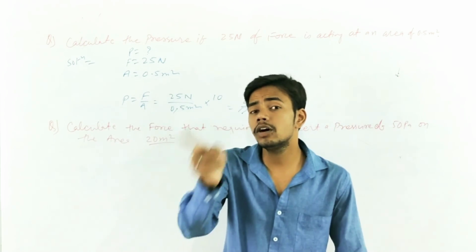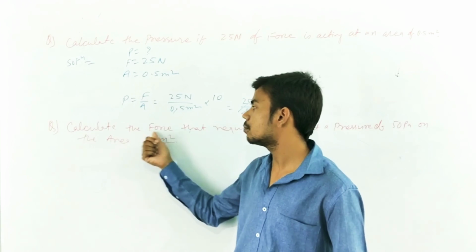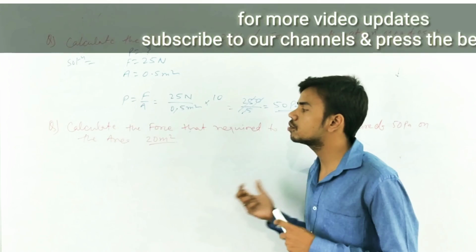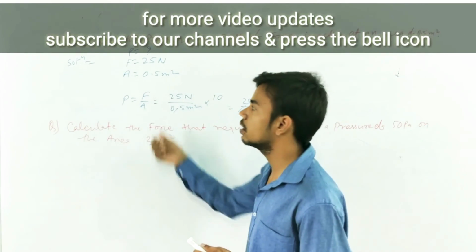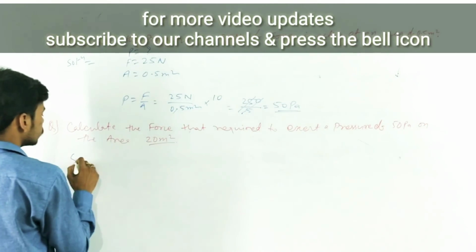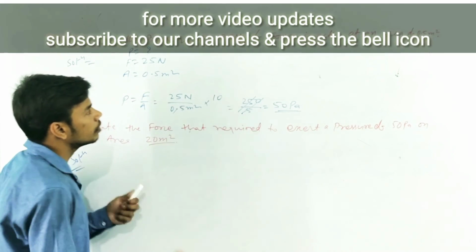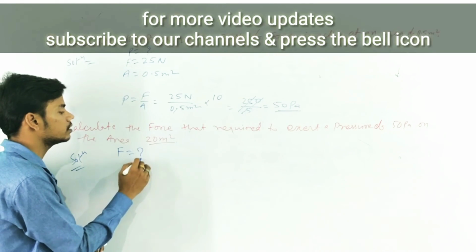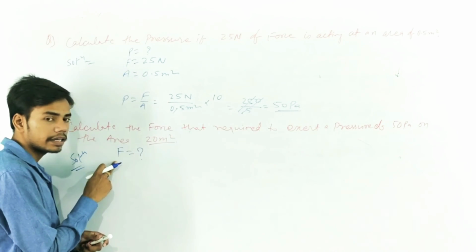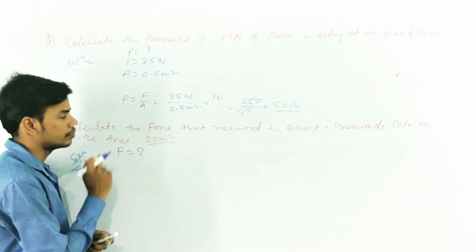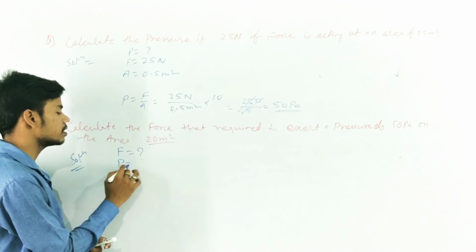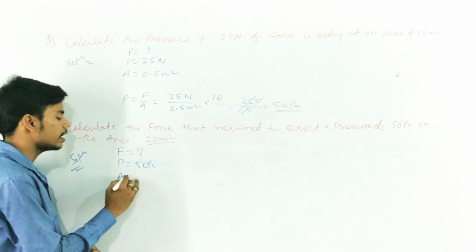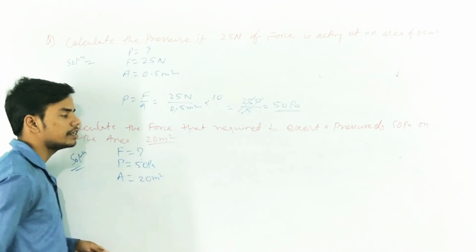Okay, and instead of the pressure, here it is asking about the force. So not to worry, in this question also you have to calculate it in the same way that we have calculated earlier. You have to take the solution. Okay, and what you have to do, you have to write what the question is saying. So question is saying what is the force, calculate the force. So we can mark here force is equals to question mark, and what is the pressure here? So pressure is here 50 Pascal. And what is the area given here? Area given here is 20 meter square.